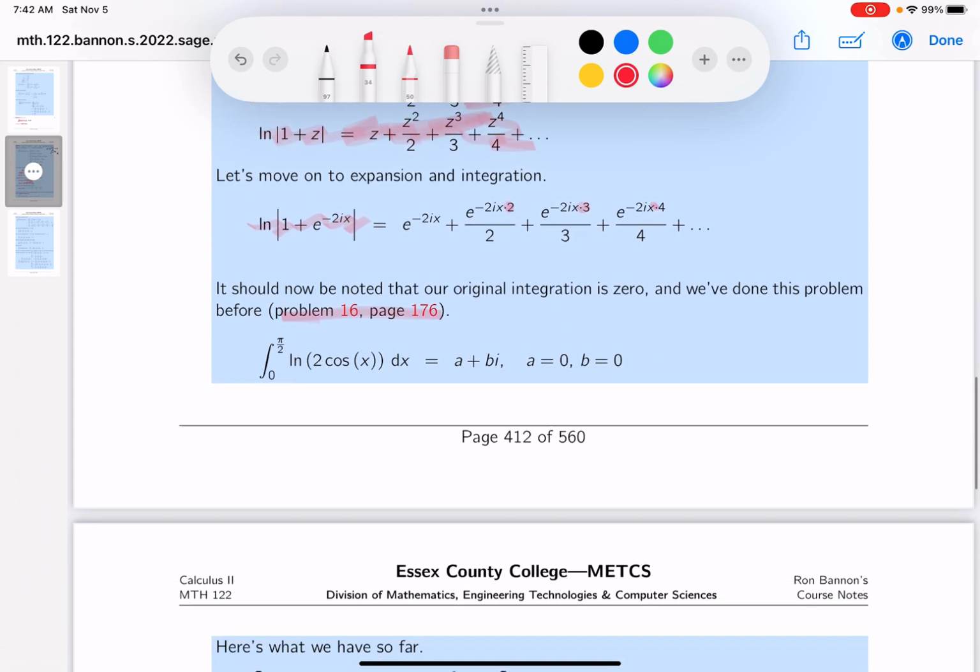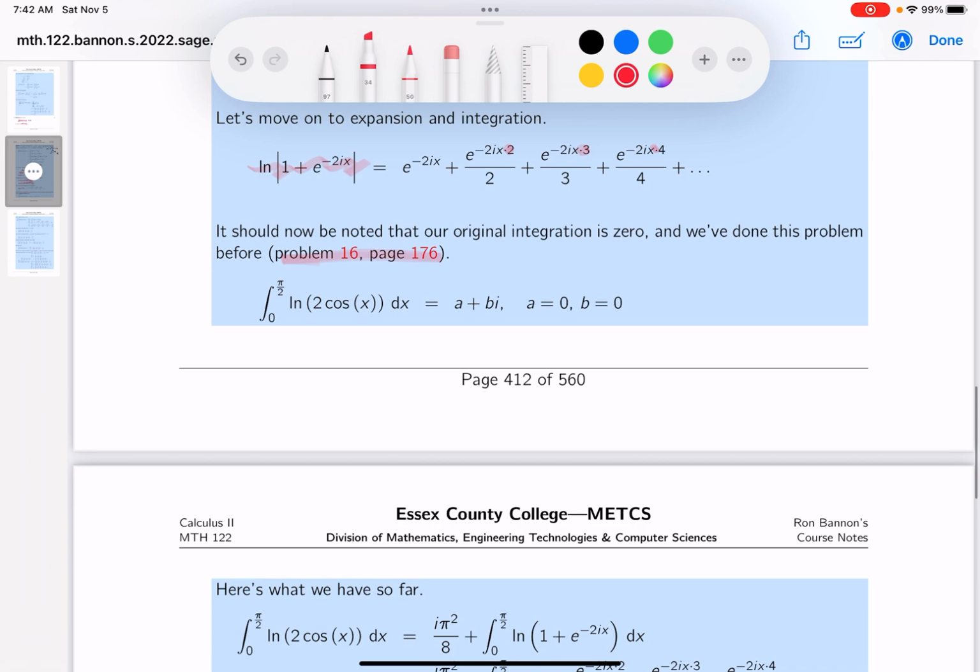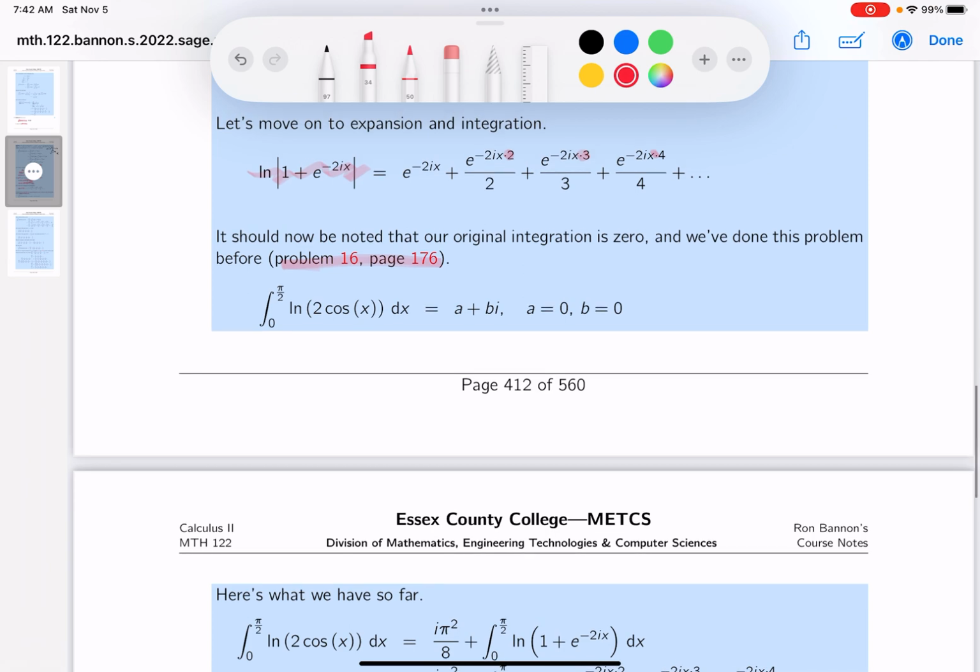Before I go on, I want to remind you that my integration produced 0 when I did it way back on page 176, problem 16. So a and b are both 0.